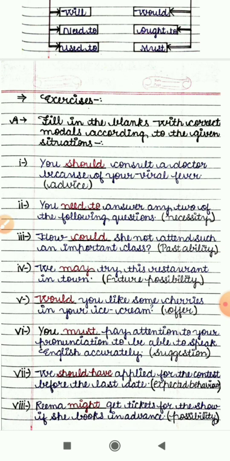Last sentence is: Rima dash get tickets for the show if she books in advance. So here we have to show possibility, and we are showing less possibility. That's why we have filled might. Rima might get tickets for the show if she books in advance. So here we have shown less possibility. So this was exercise A, in which we have filled the modals according to the situation.